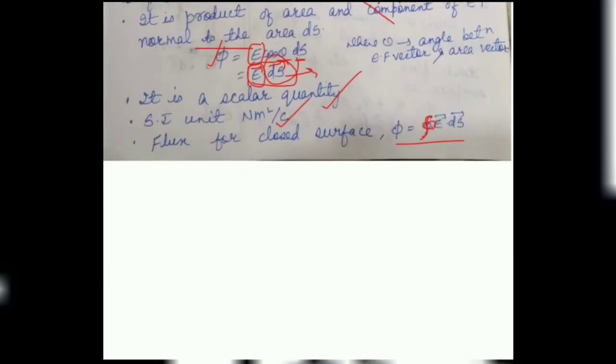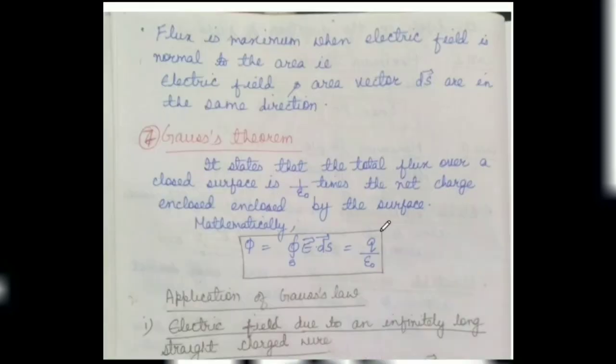After electric flux, one very important question is Gauss theorem. Here I have written, flux is maximum when the electric field is normal to the area. Electric field normal to the area means the electric field is along the area vector, because area and area vector are perpendicular to each other. So if electric field and area vector are in the same direction, then maximum flux is there.